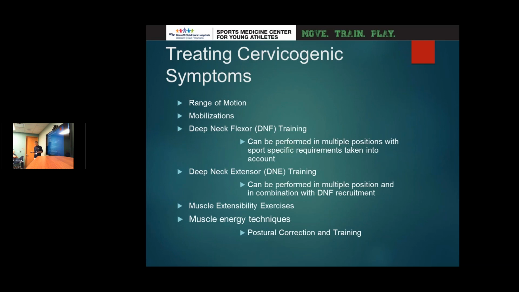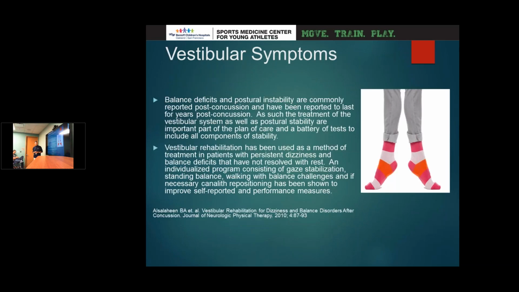So muscle extensibility exercises, really fancy way of saying stretching for your neck. So we do the soft tissue, we get things moving better. What can we give you at home to maintain that? Good stretching. And then finally, we do use muscle energy techniques to help correct that posture and train you out of that posture. So vestibular symptoms, lots of words.